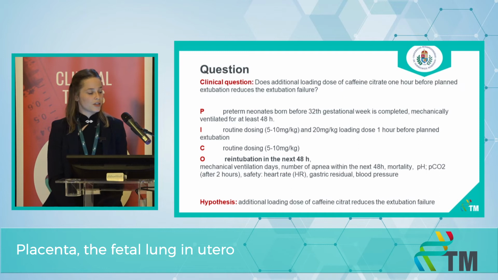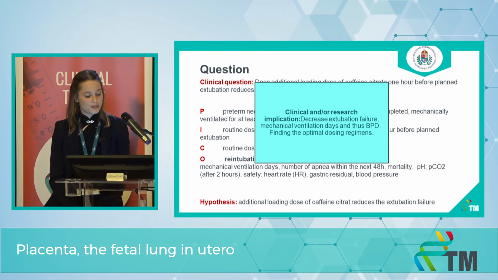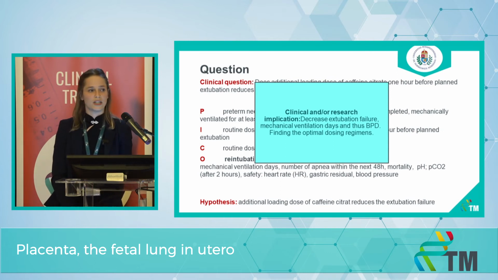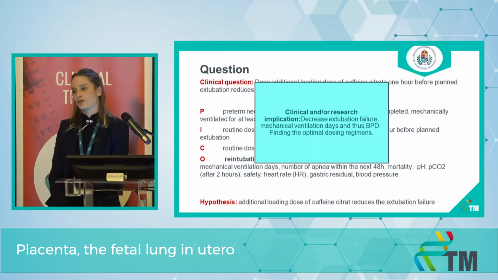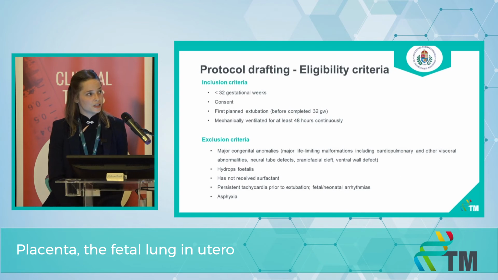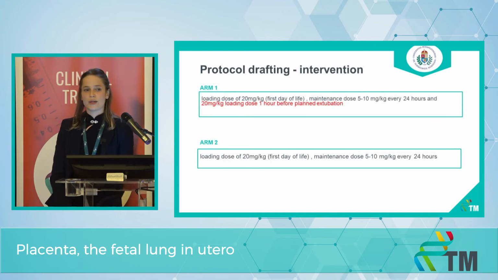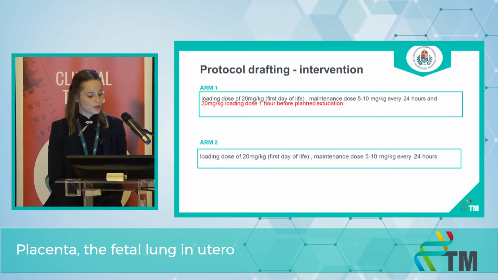Our primary outcome is reintubation within the next 48 hours. The implication of this research can be that caffeine can decrease extubation failure, mechanical ventilation days, and thus BPD. And this study can contribute to finding the optimal dosing regimen. Here you can see our eligibility criteria, both inclusion and exclusion criteria. It is planned to be a 2-arm study with the intervention of a 20 milligram per kilogram loading dose of caffeine citrate 1 hour before planned extubation.